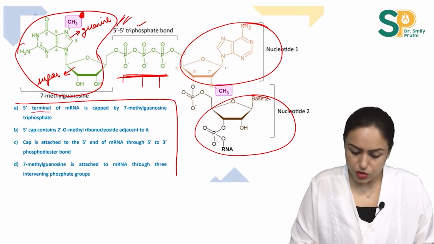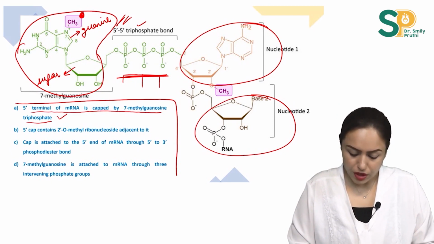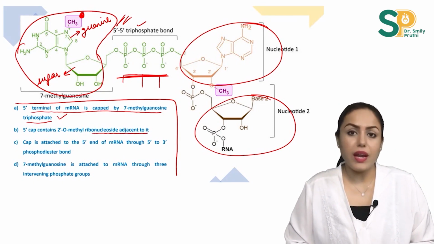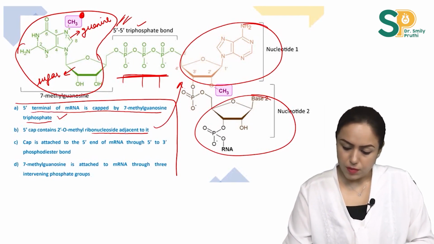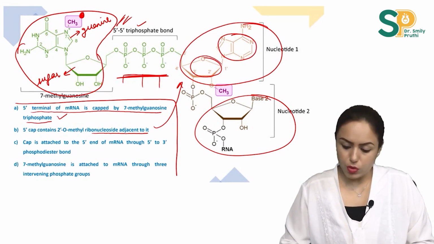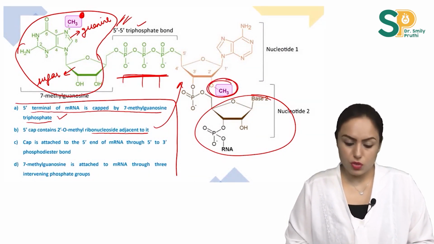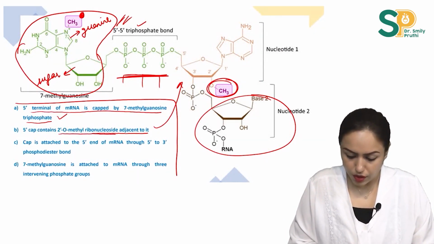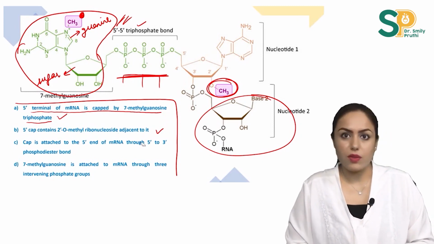Option A says the 5' terminal of mRNA is capped by 7-methyl guanosine triphosphate. This is correct. Option B says the 5' cap contains a 2'-O-methyl ribonucleoside adjacent to it. So this is the ribonucleoside. This is a nitrogenous base. This is the sugar. So this is a ribonucleoside, and it has a methyl group with it. So it is a 2'-O-methyl ribonucleoside adjacent to it. So this is also correct, right?